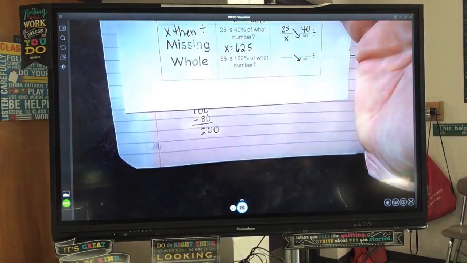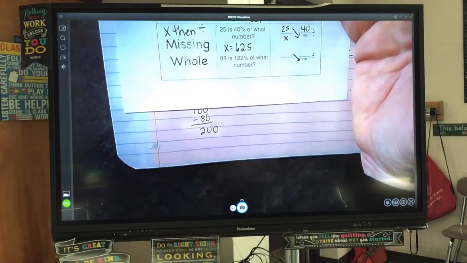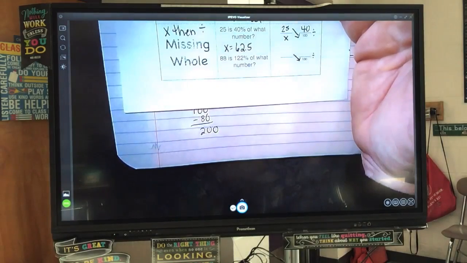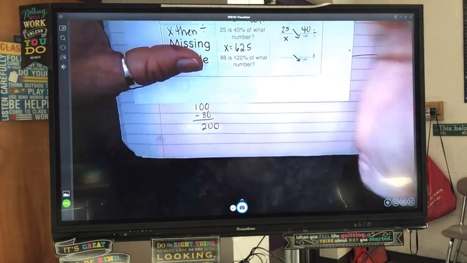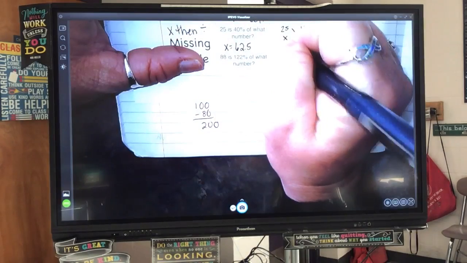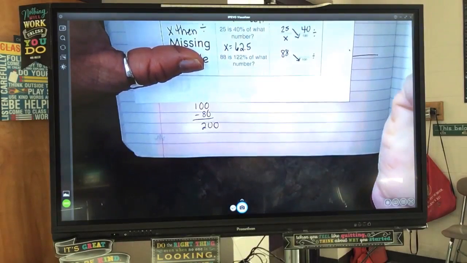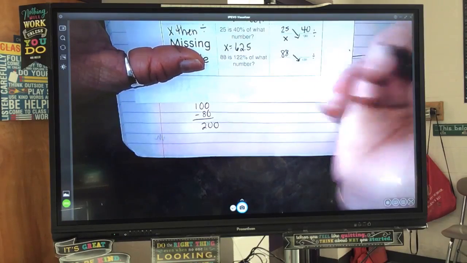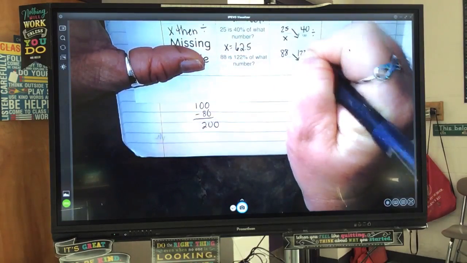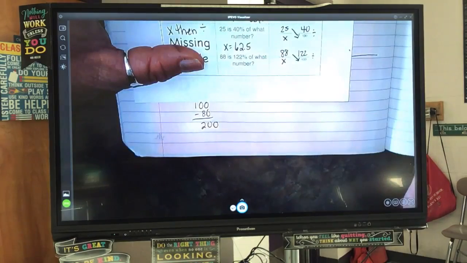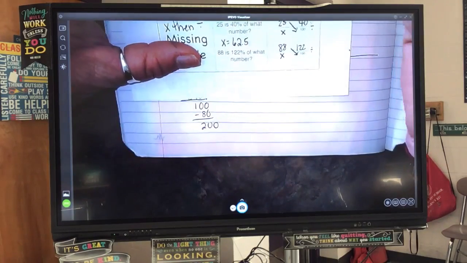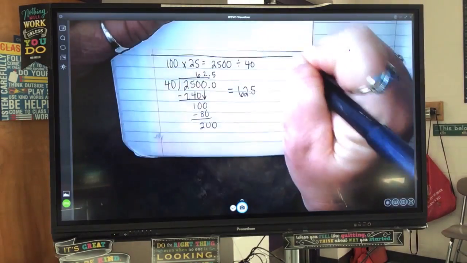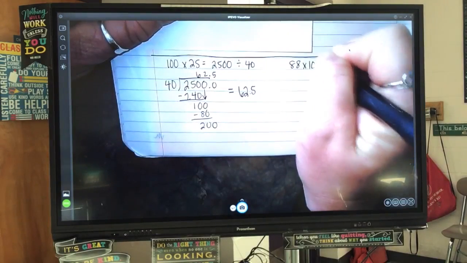So what, 88, where does that go? Where does 88 go? Kylie? Top left corner. Top left corner, alright. Where does 122% go? Kyra? Above the 100. Okay, and then obviously we don't know what our whole is. So now you're gonna cross multiply, so you're gonna do 88 times 100.